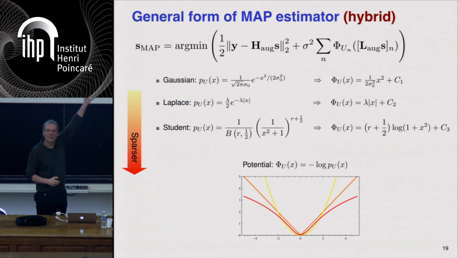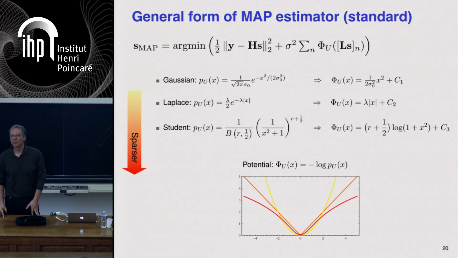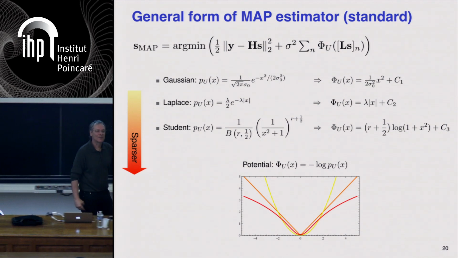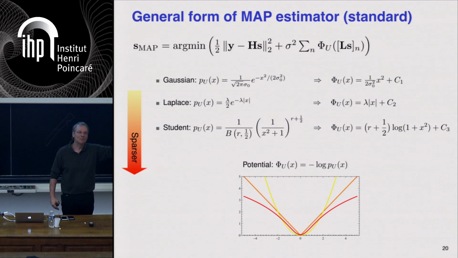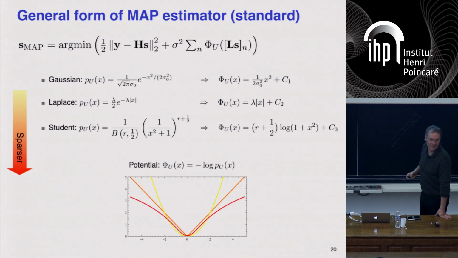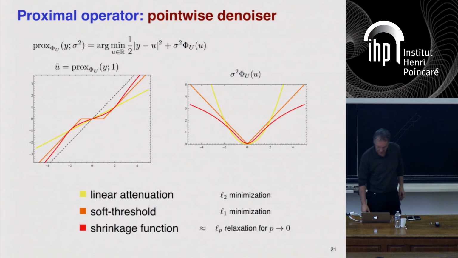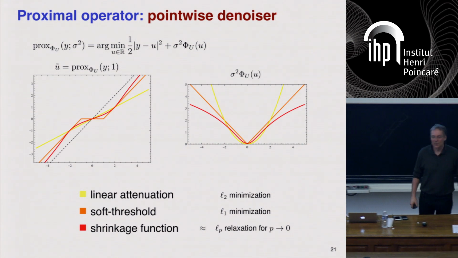Now, so that's the new problem, but actually it's the same as the standard problem. Because if I'd been here like 3 years ago, I would have given the same talk, but without the hybrid part. And I would have exactly the same equation here, except this is not augmented. Okay, and I have the potential function. Why am I saying that? I can reuse the same algorithm. It just has to be applied to something larger. So how does the algorithm work? It's always the same trick.